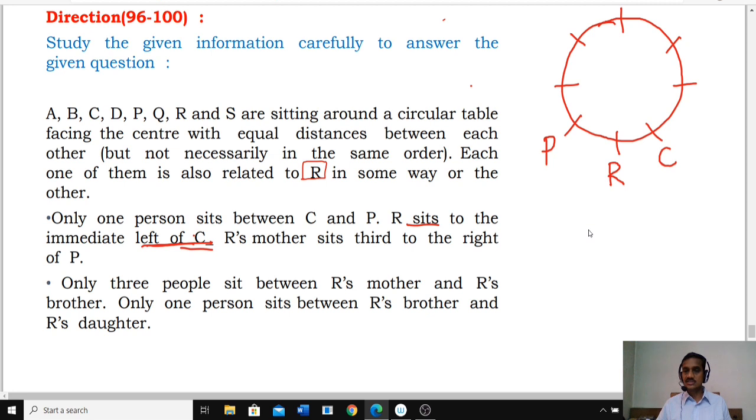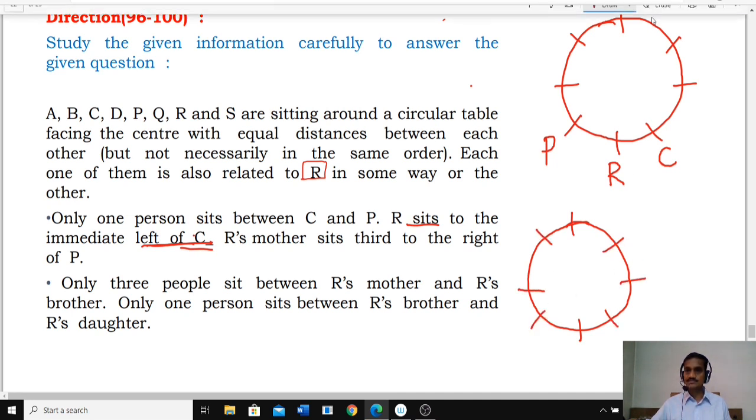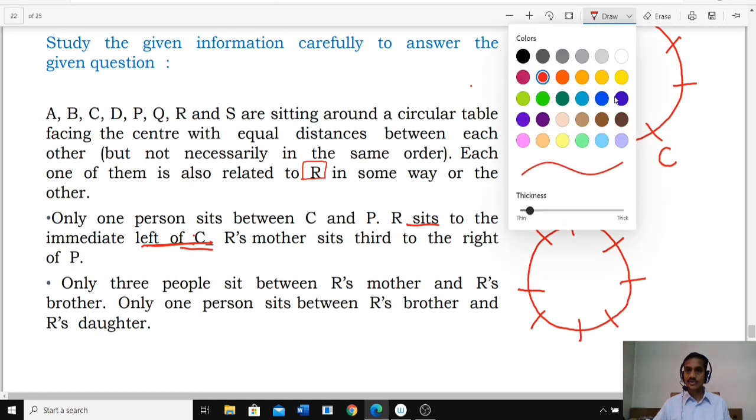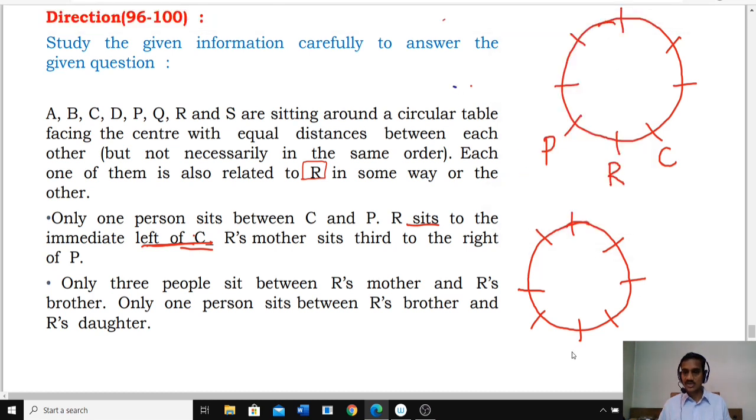2 possibilities. As there is a second possibility, now we are representing the second possibility like this. 1, 2, 3, 4, 5, 6, 7, 8. Now in this one, first R. Where is R? R is at this place. C is here. One person between C and P. R's mother sits third to the right of P. P ki third right lo mother, gap to 1, 2, 3. Mother of whom? Mother of R.